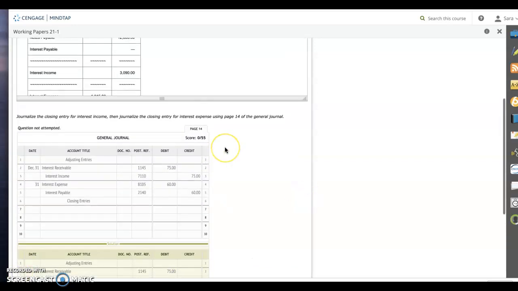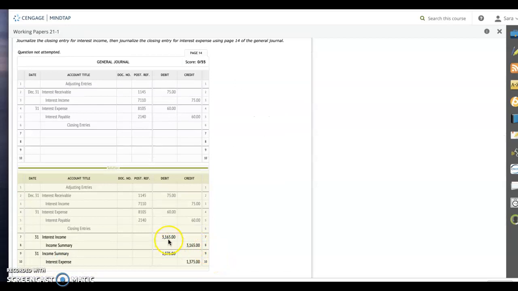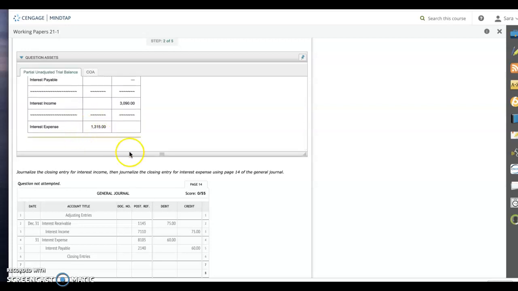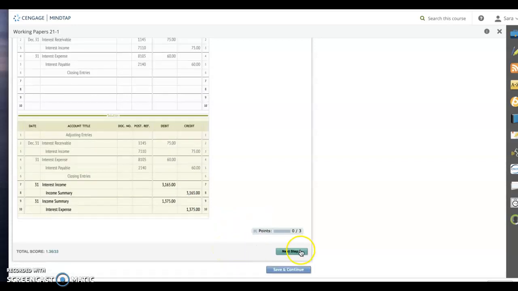And so to get this amount, I am coming up here to my assets, and I'm going to find interest income, which was $3,090, and then I will add in my 75, and so that's how we get $3,165. And then for our interest expense, same thing. I'm going to come up here and find interest expense was $1,315, and add in my $60, and so then my amount for that on the second entry with income summary for the debit of $1,375, and then interest expense for my credit, same amount, $1,375.